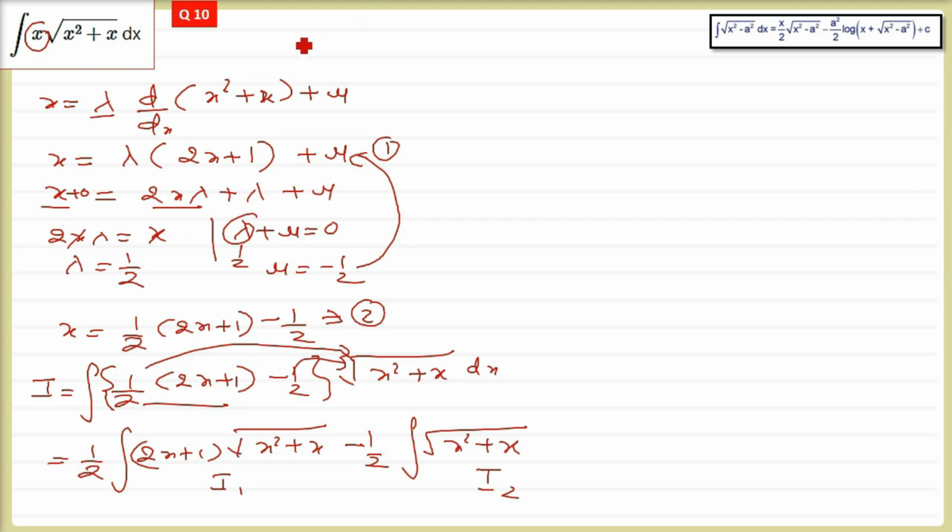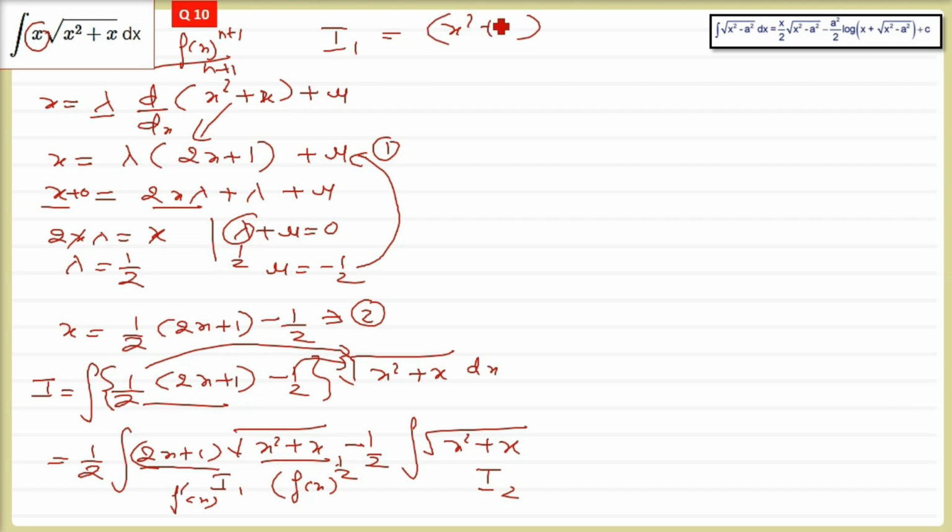So I1 is simply, we have a formula, or a relationship or result. Fx is x square plus x. Root is actually the power half, so fx to the power half. 2x plus 1 is simply f dash x, which we have got in equation number 1 also. So f dash x is this. I1 is simply fx to the power n plus 1 divided by n plus 1. This is your direct result. What is fx here? X square plus x. Now what is the power? Half plus 1, n plus 1, where half is n. Half plus 1 is 3 by 2.